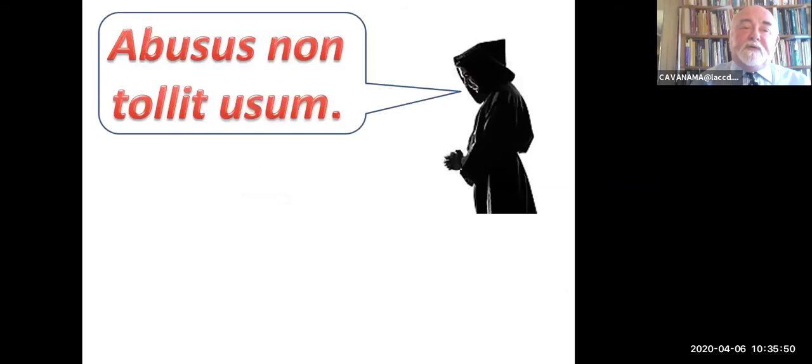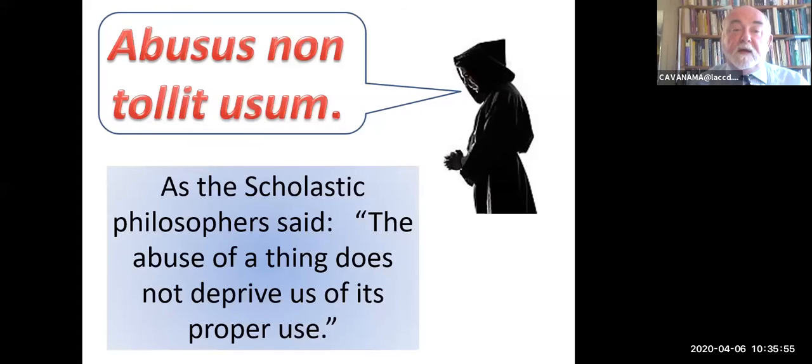Abusus non tollit usum. As the old scholastic philosophers used to say, the abuse of a thing does not deprive us of its proper use. Can people commit vehicular homicide? Yes. Do we want to ban cars? No. Abusus non tollit usum.